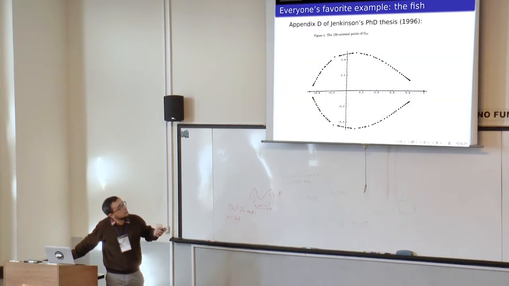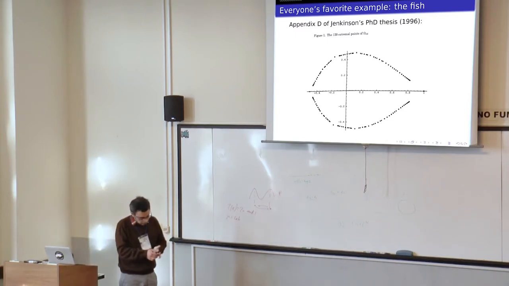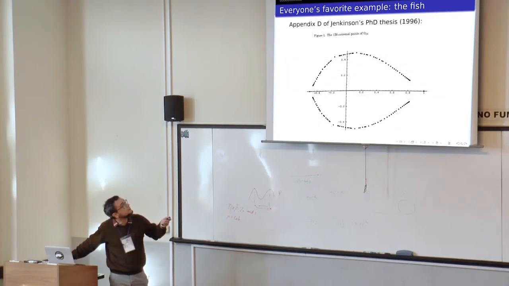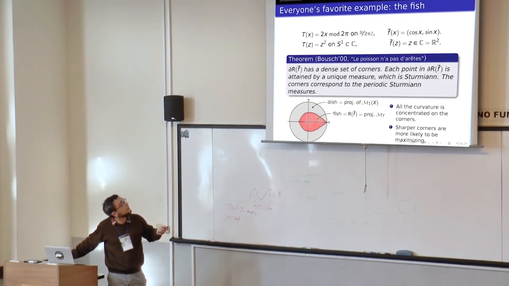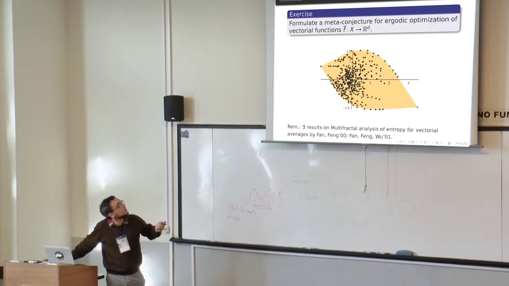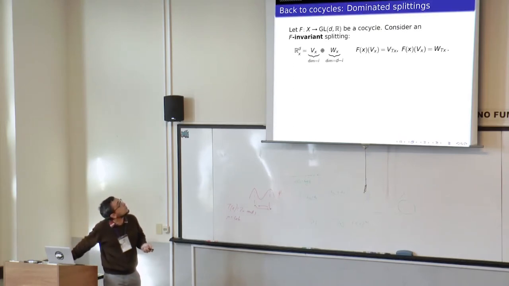Then you get some set that was first studied by Oliver Jenkinson in his thesis, and these are some points in the boundary of the set. Later it was proved by Thierry Bousch that indeed this thing has a dense set of corners, it's not a polygon. And he called this the fish, because there is a trick with words in this paper. This is the title of the paper, De Poisson à Padarin. We can formulate a meta-conjecture for these kinds of things, but for lack of time, let's go back to cocycles quickly.